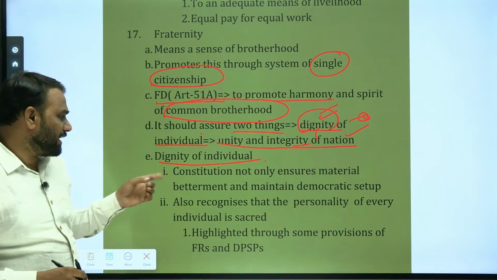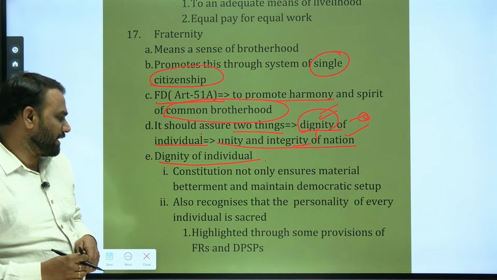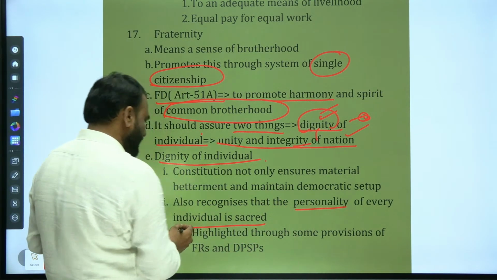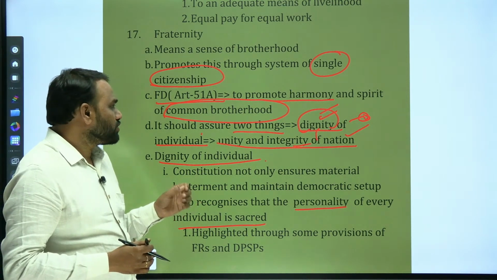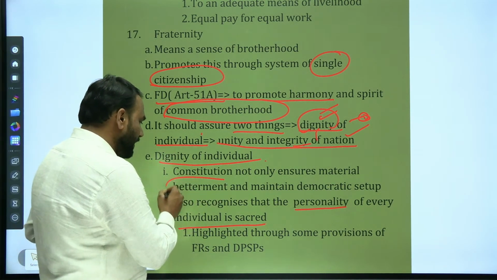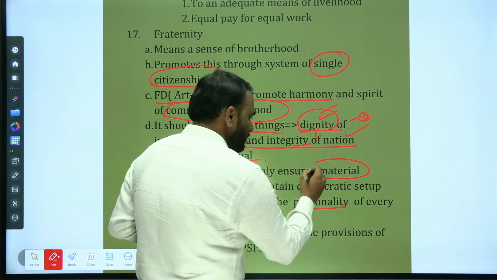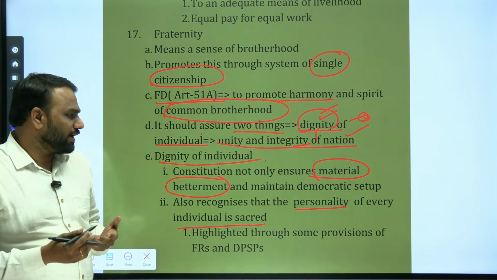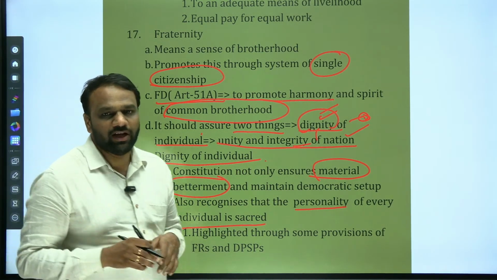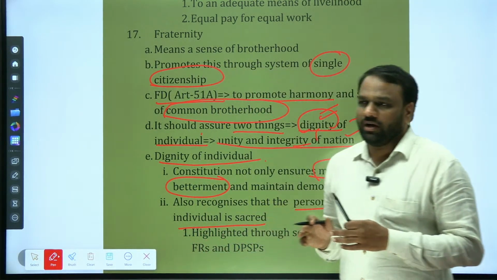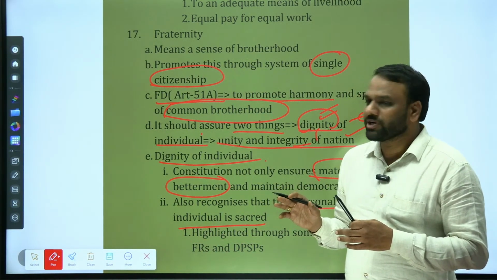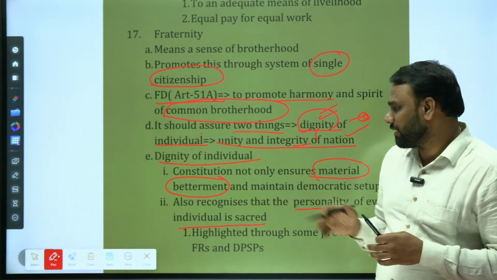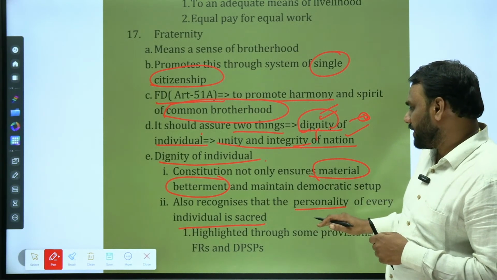Dignity of the individual: the Constitution not only ensures material betterment and maintains a democratic setup, but also recognizes that the personality of every individual is sacred. Material betterment in the sense that people should get access to the materials which are required for life. The Constitution mentions provisions wherein the government should bring sufficient schemes and policies for the betterment of everyone with respect to material betterment.